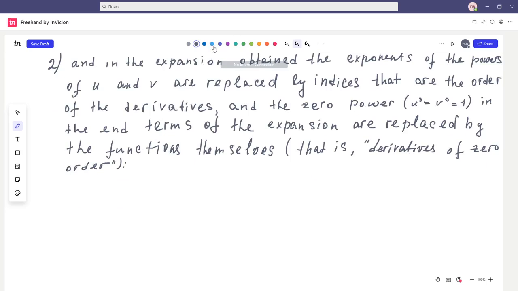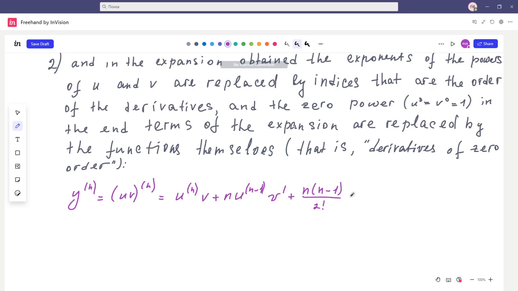The nth derivative of the function y equals (u times v)^(n) equals the nth derivative of u times v plus n times the (n-1)th derivative of u times v prime plus n(n-1)/2 factorial times the (n-2)th derivative of u times v second prime plus etc. up to u times the nth derivative of v. This is the Leibniz rule.